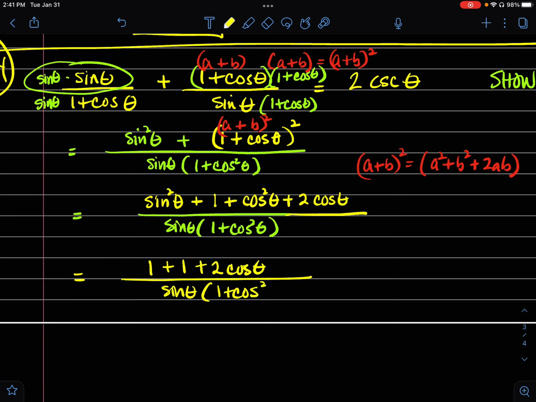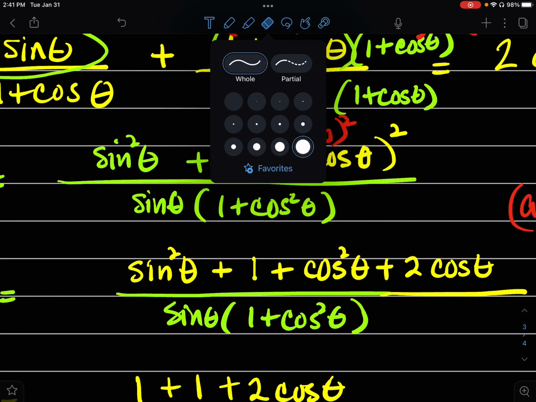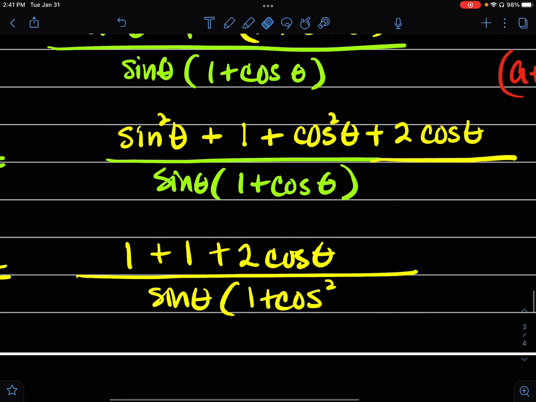And then plus 2 cosine theta over cosine squared. Was it cosine squared? Oh no, it was never cosine squared. I bet you had caught my error before I did. This was never squared to begin with. Not a square. And not a square. Finally, I got my error.